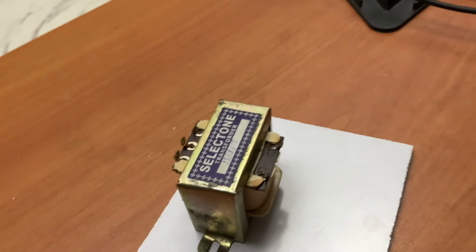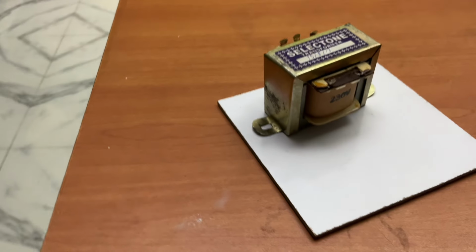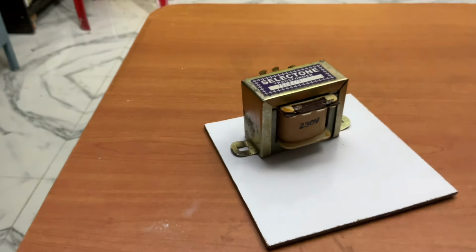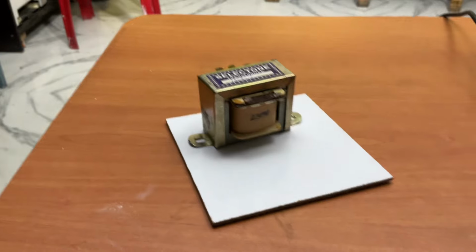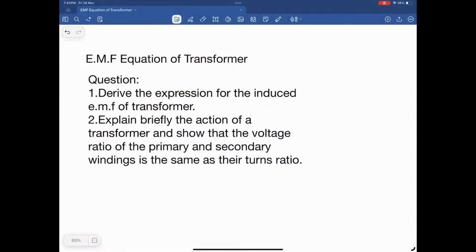Today I will discuss the EMF equation of a single phase transformer. On the screen you can see a single phase transformer where the input voltage is 230 volt and the output is 6 volt, that is, a step down transformer. After watching this video, you will be able to answer questions like: derive the expression for the induced EMF of a transformer, explain briefly the action of a transformer, and show that the voltage ratio of the primary and secondary winding is the same as their turn ratio.